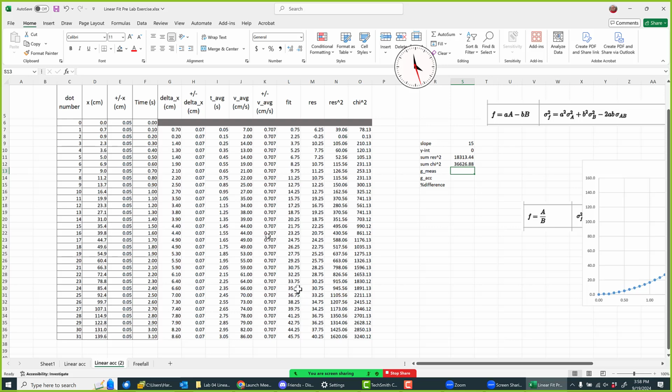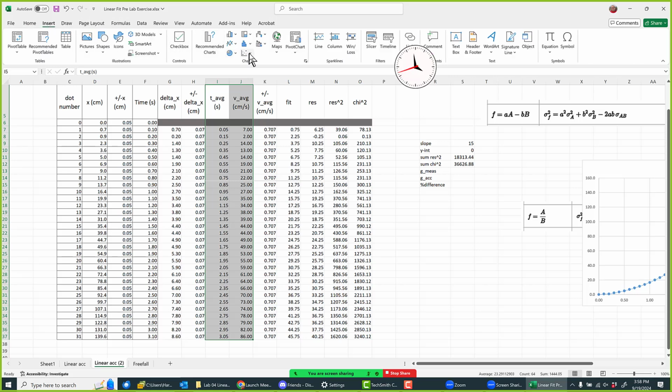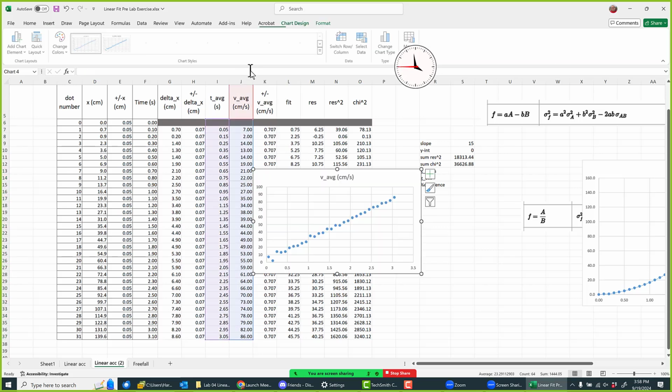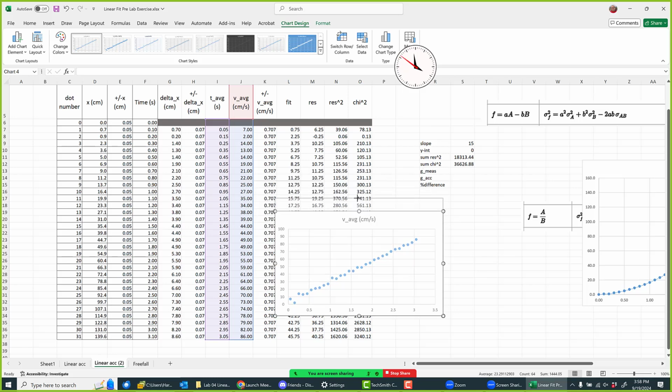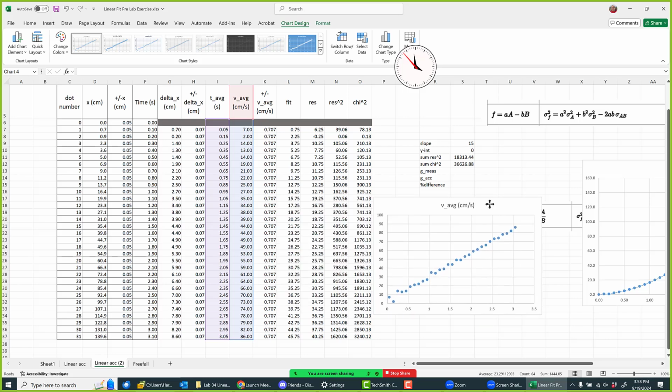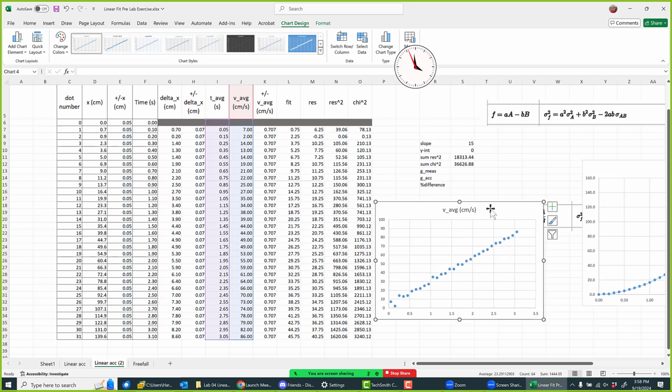Okay, so now's the time to enter the graph. So we pick our t average and our v average, and we enter in a scatter plot. There it is. Now, this is the time to enter the error bars, because if we add the fit line and we add error bars, it'll add error bars to the fit line too, and then we have to get rid of them. So this is just we get from experience. So we have error bars. I don't know, standard error is good enough for now.